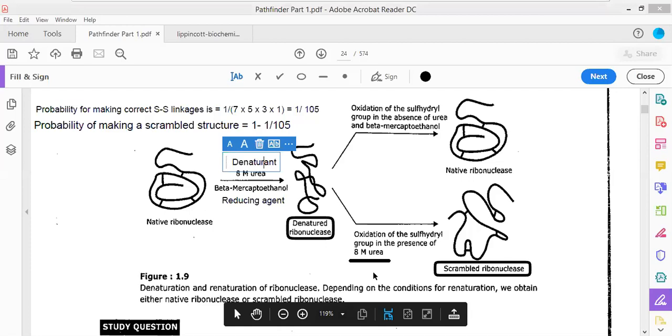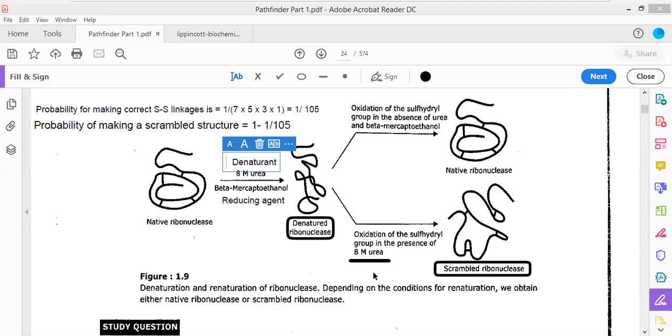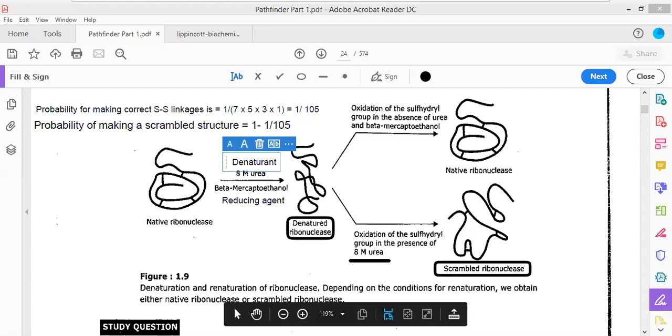Next, what we have to study is, okay, I got another query. Can we calculate the probability of a scrambled protein? I have already answered it to you. Now, next, we have studied all these things. Now there is the Christian Anfinsen dogma.